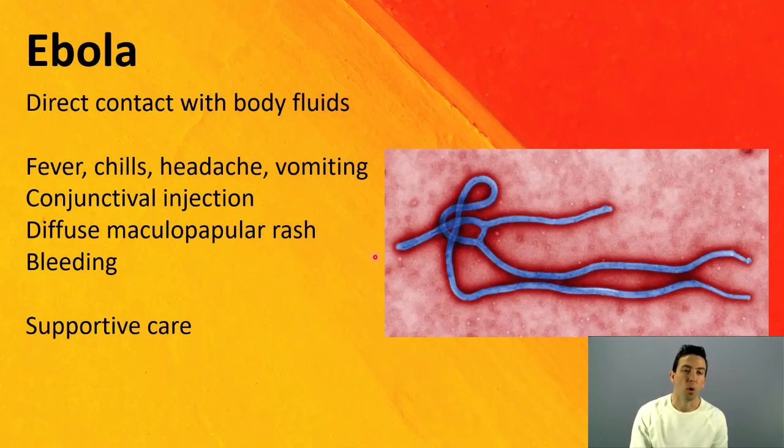Next one is Ebola, so direct contact with bodily fluids is how that one is transmitted. Clinically, you get the fevers, chills, headache, conjunctival injection, the diffuse maculopapular rash, and then bleeding is the big one there. And then treatment, unfortunately, is all supportive care: early aggressive oral or IV hydration, correct coagulopathies, electrolyte repletion, that sort of deal.